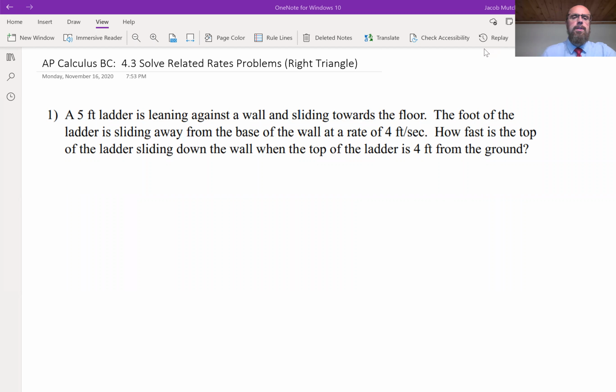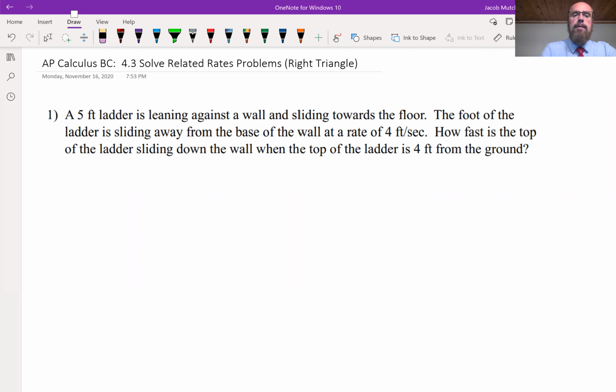The foot of the ladder is sliding away from the base of the wall at a rate of 4 feet per second. How fast is the top of the ladder sliding down the wall when the top of the ladder is 4 feet from the ground?